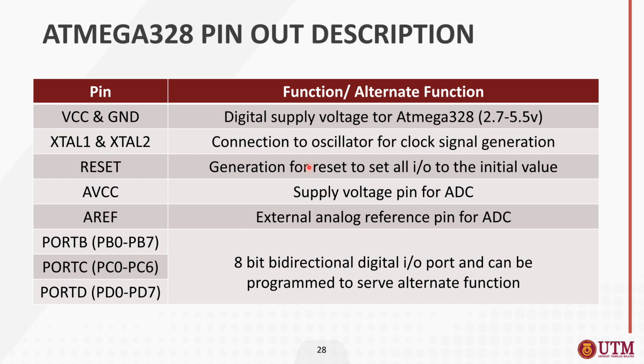So next is the pin out descriptions. VCC and GND. VCC is the digital supply voltage, and GND is the ground. Basically for Atmega 328, the supply voltage can go from 2.7 volts to 5.5 volts. So if your system requires a voltage supply in this range, you can use the supply directly from your Arduino. But if your system requires a higher voltage supply, for example 7 volts, you cannot connect your system to VCC because it doesn't have enough voltage to power up your device.